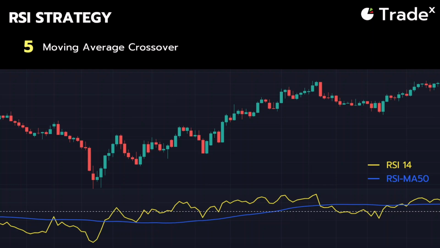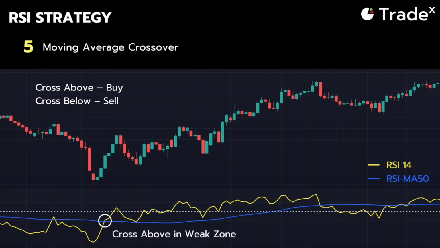When the RSI crosses above the moving average, it may signal a bullish opportunity. Conversely, when the RSI crosses below the moving average, it could indicate a bearish signal. In this example, the RSI crosses above the moving average when its value is below 50, suggesting a potential upward move in the stock price. We wait for the RSI to move above the 50 line to confirm the uptrend before entering a buy position.